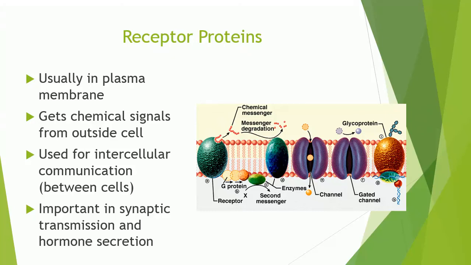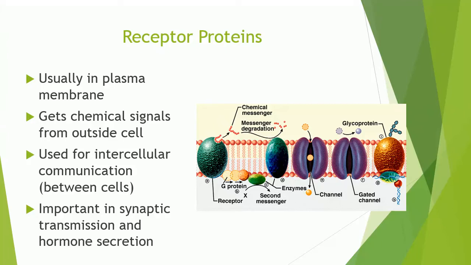You're also going to have things called receptor proteins, which are usually in the plasma membrane, and it's going to get signals from outside the cell, from the extracellular matrix, and it's going to use it for intercellular communication, like communication between cells from one cell to another. And this is important in synaptic transmission and hormone secretion. And we haven't talked about synaptic transmission, but just know that synapses have to do with neurons and have to do with your nervous system and getting those signals from one place to the next.